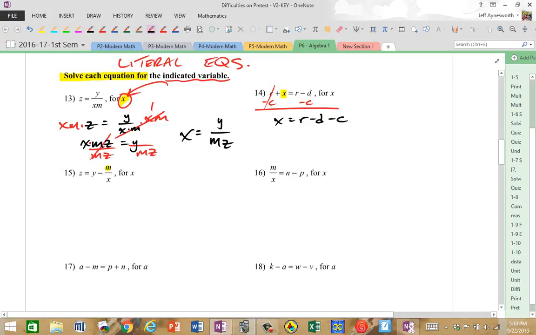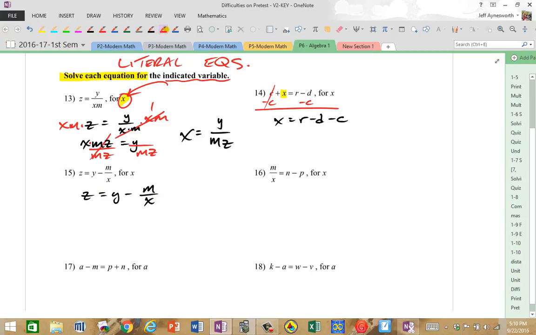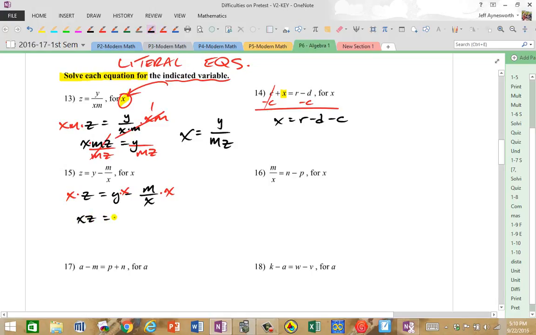Okay, this next one's not too simple. Okay, so on this one here, we've got z equals y minus m divided by x. And you want to solve for x. So you got to get it out of the denominator. So the very first thing I'm going to do is multiply everything by x. I'm going to multiply all terms by x. And I get x times z is equal to y times x.